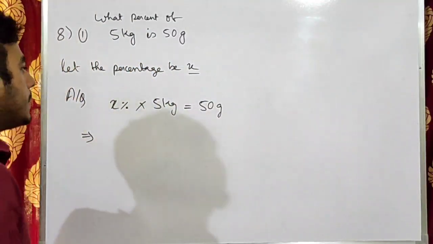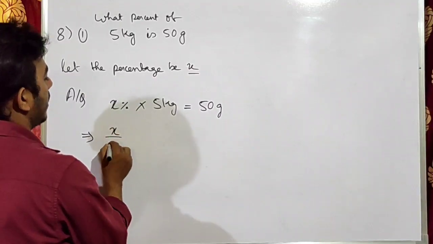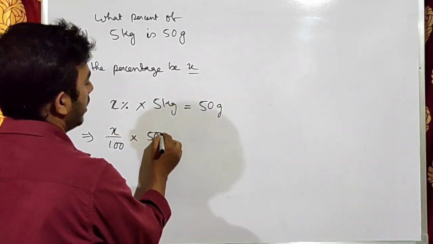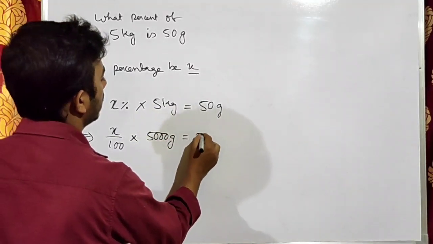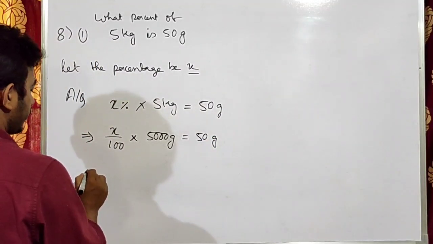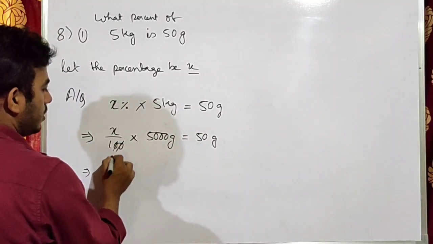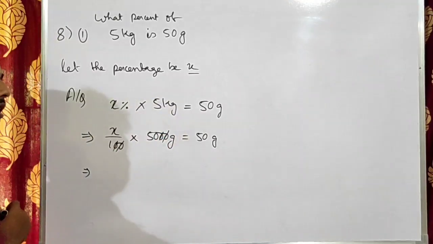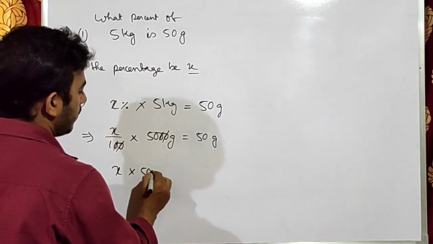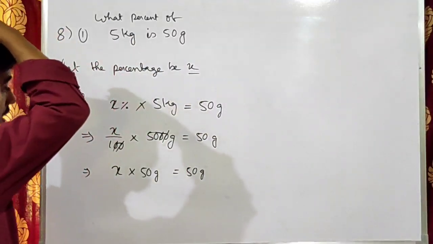So now look, we'll write x percent means what? x percent means x by 100. Clear? Then into 5 kg means 5000 gram equals 50 gram. Up to this clear? Now look, numerator into numerator, or we can cancel like this: 0, 0, 0, 0. Clear? So what is left? It will be x into 50 gram equals 50 gram. Up to this clear?